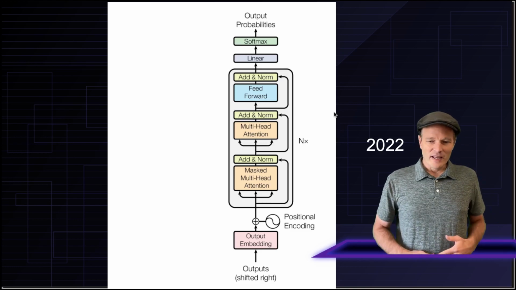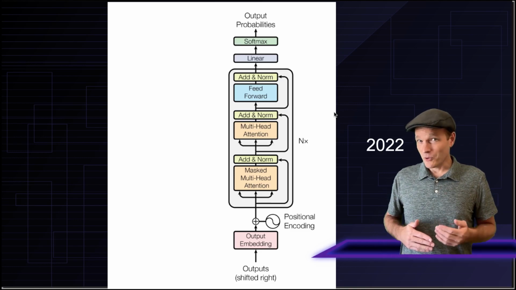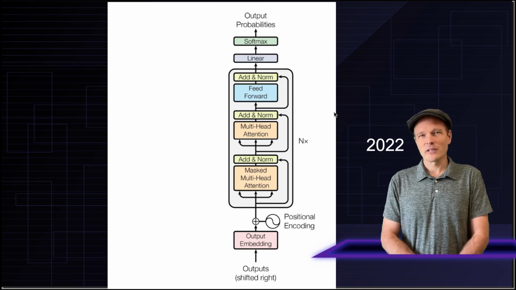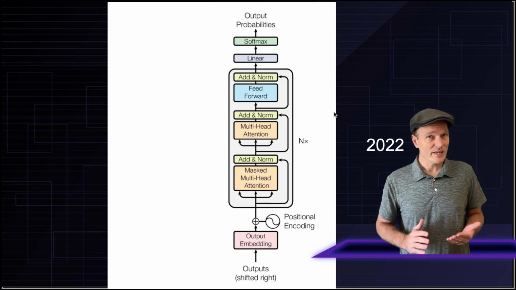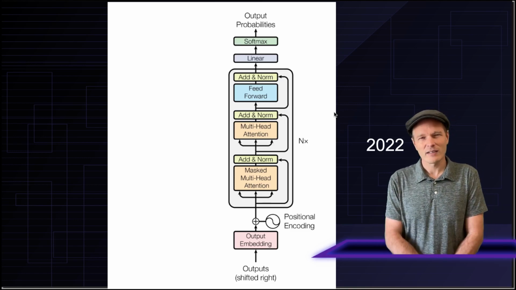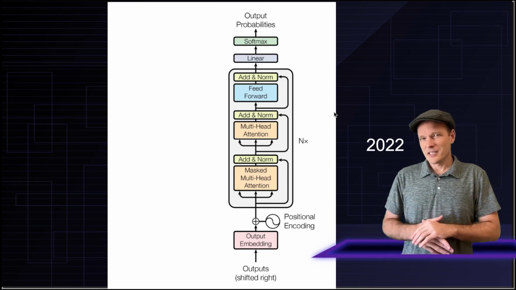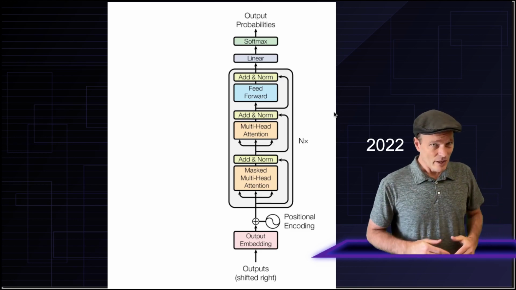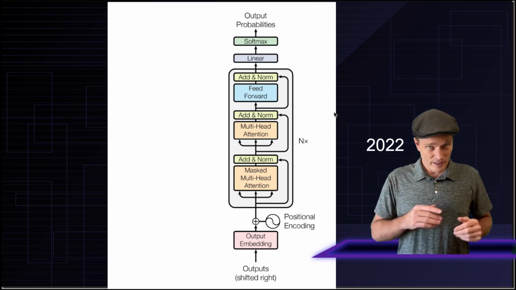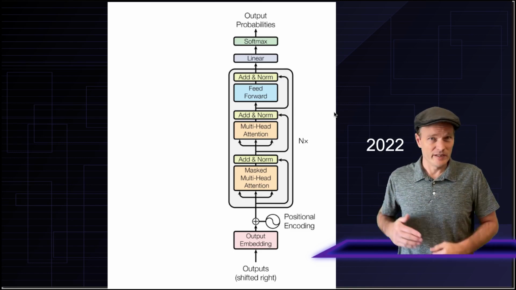GPT-1 came out in 2018, GPT-2 came out in 2019, but it wasn't until 2022 when ChatGPT-3 came out that people really started to recognize the potential of this model. Now, at the time, ChatGPT was more limited than it is now. It could only accept small input, and it could only produce output with limited size.